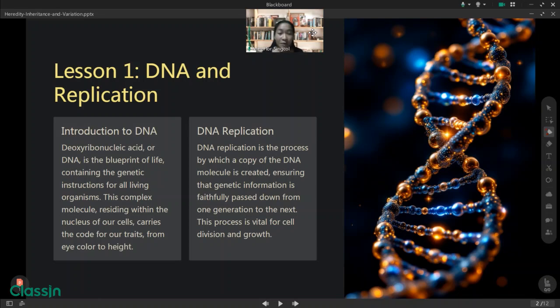And also DNA replication. This is the process by which we copy the DNA molecule, and it ensures that this genetic information is passed down faithfully from one generation to the next generation. This is very vital for cell division and cell growth. That is the DNA replication. Along this topic, we will discuss these two major topics of this lesson.